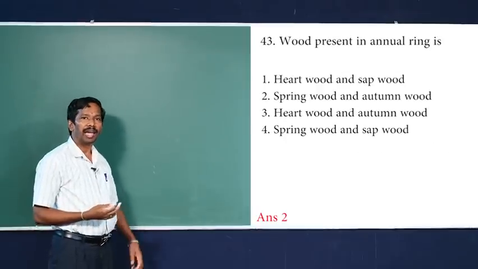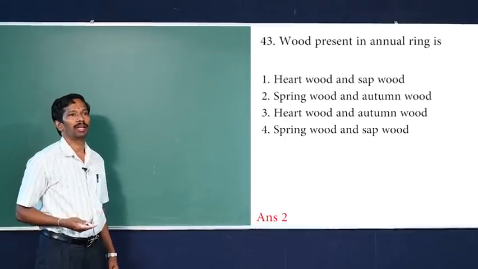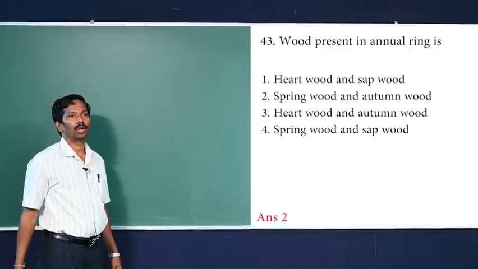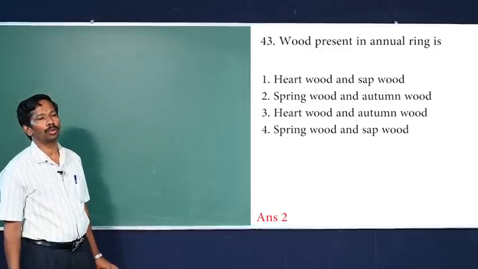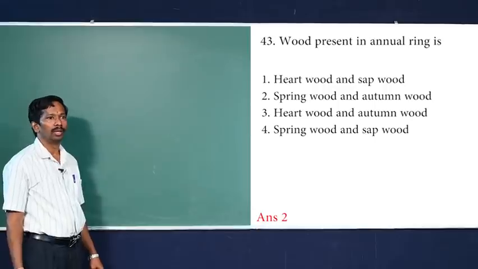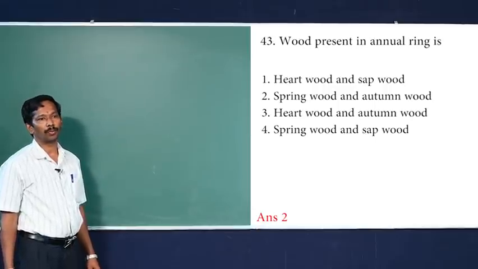Wood present in annual ring is option number 1, heartwood and sapwood. Second one, springwood and autumnwood. Third one, heartwood and autumnwood. Fourth one, springwood and sapwood.